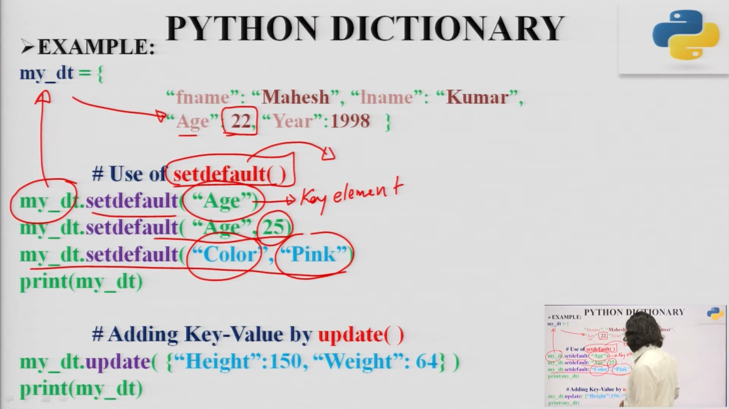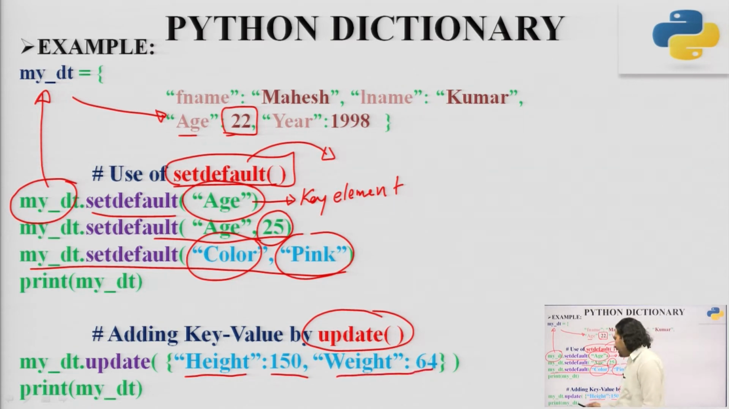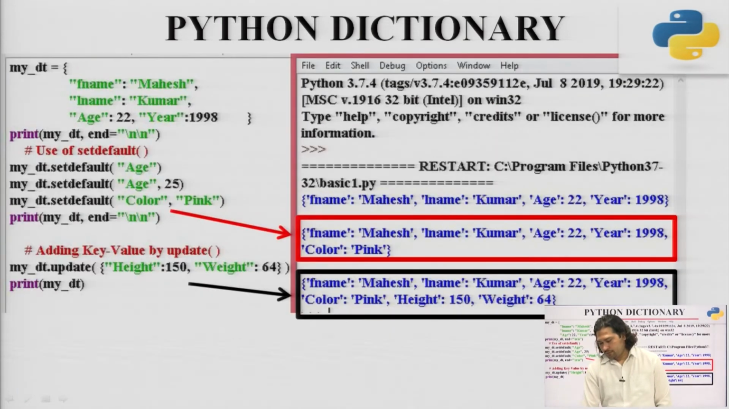The next thing is, again we are going to add key value pairs, with the help of the update method. With the update method you can add more than one key value pair, and here you can see that we are adding the height as 150, the weight as 64, and ultimately we are going to print the my dt variable in which we have performed these method statements.